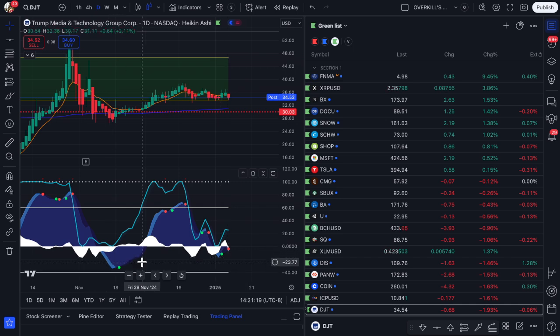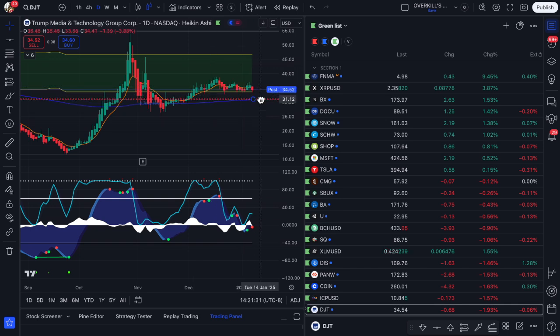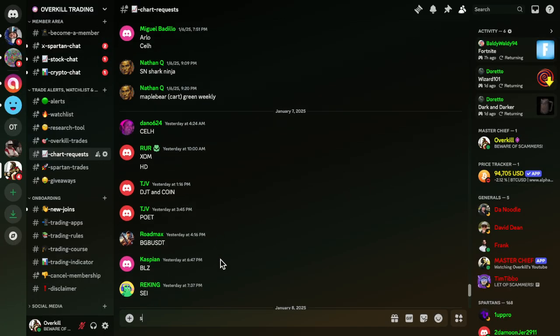Green dots down here below 0 are the places we want to add. That was an adding opportunity at 30. This was an adding opportunity at 34. Now if it comes down to 32, you just simply add again, or buy more. But if you get stopped out here at 32, just buy it again down here at 30. So set your stop loss at $32 on DJT there.